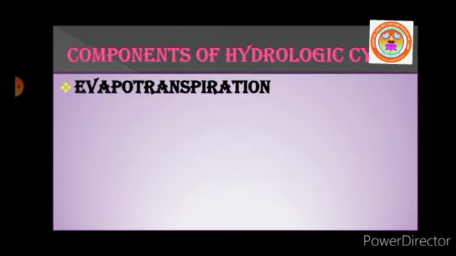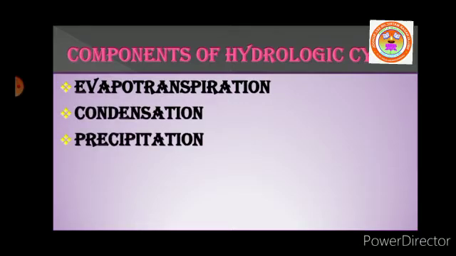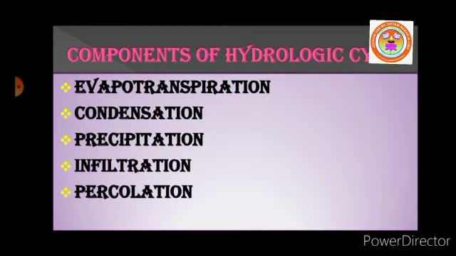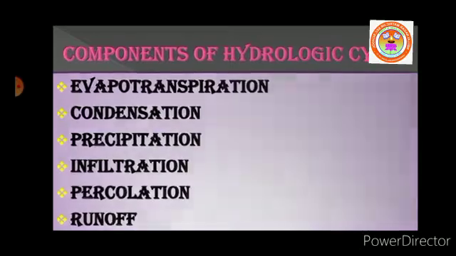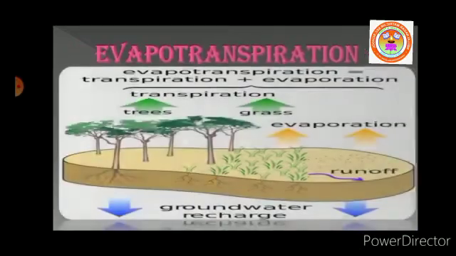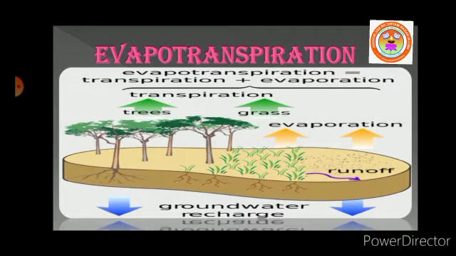Components of hydrologic cycle. There are 6 main components of hydrologic cycle. They are evapotranspiration, condensation, precipitation, infiltration, percolation, and runoff. These are the 6 main components of hydrologic cycle. Let us see one by one. First one, evapotranspiration.